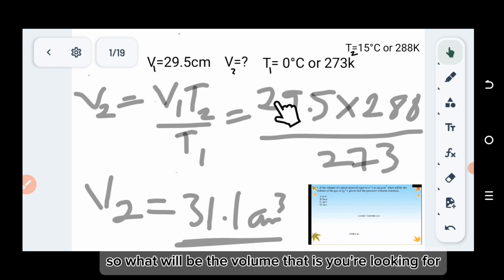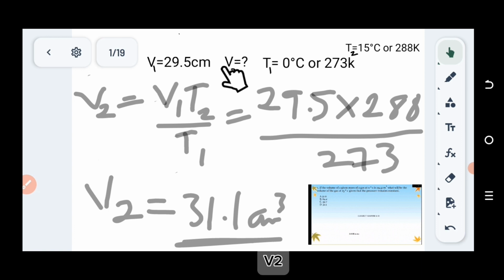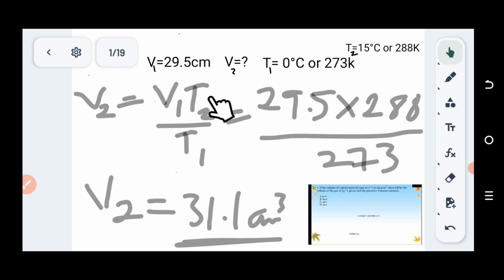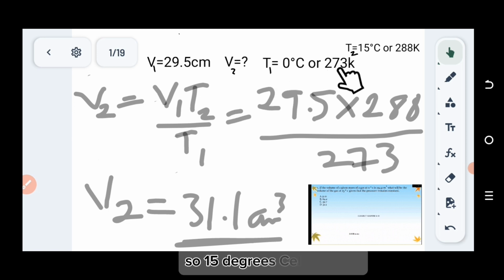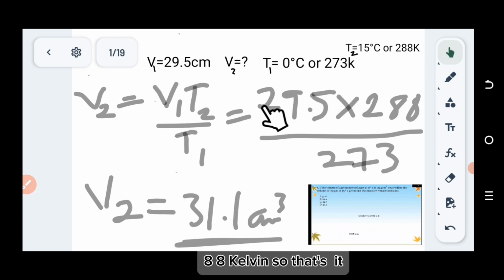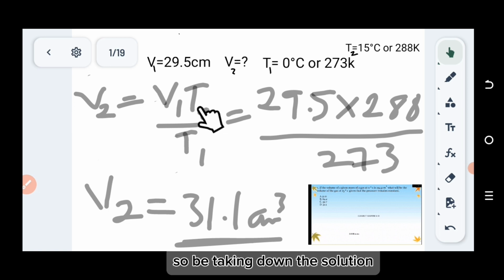So what will be the volume? That is, we are looking for V2. And our second temperature is given as 15 degrees Celsius. 15 degrees Celsius added to 273 gives us 288 Kelvin. So that was it, and we'll be taking down the solution.